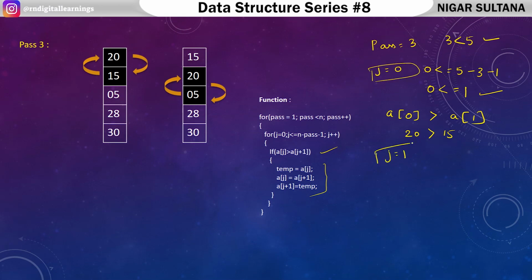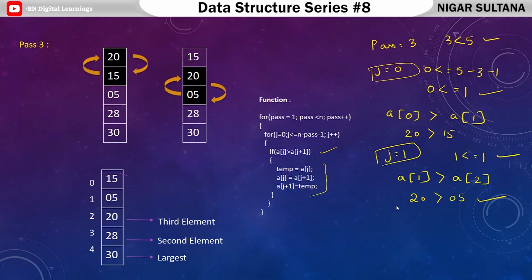j is equal to 1. Now is 1 lesser than or equal to 1? Yes. If it is true, start comparisons. a of j, j is 1, is greater than a of j plus 1, that is 1 plus 1 is 2. What is a of 1? a of 1 is 20. Is 20 greater than 5? Yes, it's true. If it is true, execute the swapping. What happens? 5 goes up and 20 comes down. Increment j. j is equal to 2. Is 2 lesser than or equal to 1? It is false. Then come out of the loop.